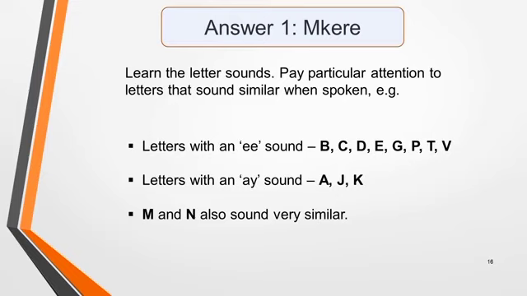It's common in the IELTS listening test to hear names spelt out. This is to test your knowledge of the different letter sounds, so make sure that you know them. Pay particular attention to letters that sound similar when they're spoken. For example, letters with the E sound: B, E, D, G, P, T, V. Letters with an A sound: A, J, K. M and N also sound very similar.